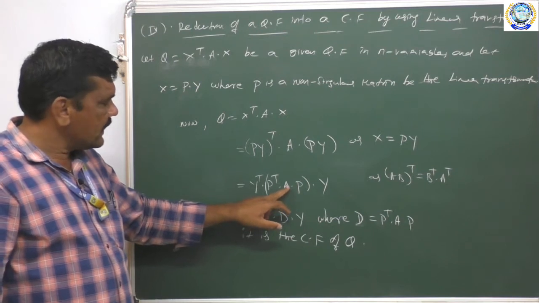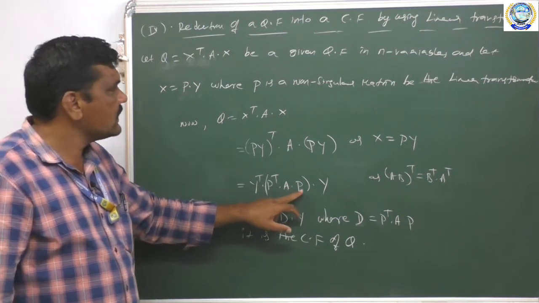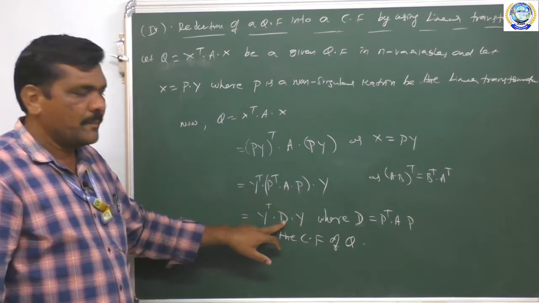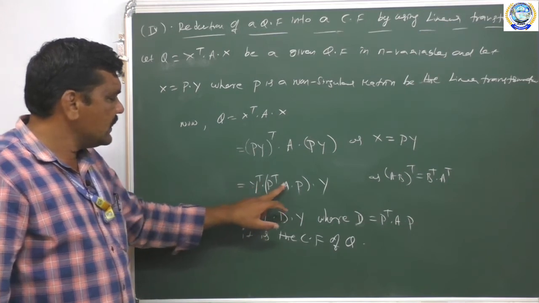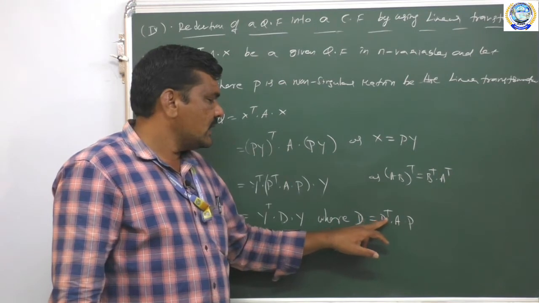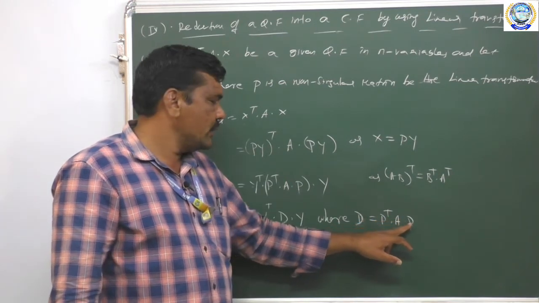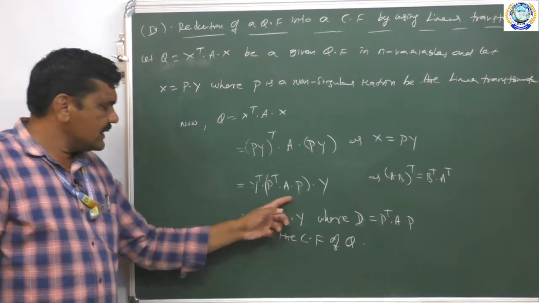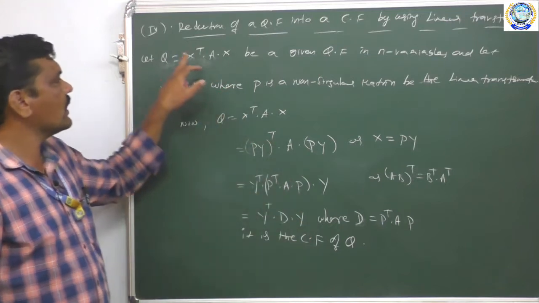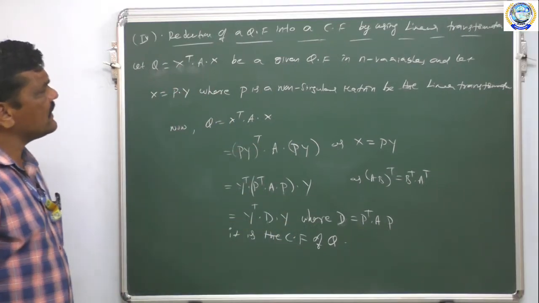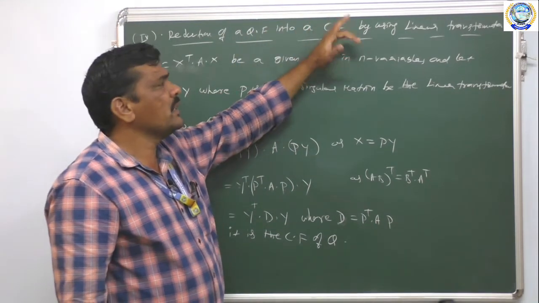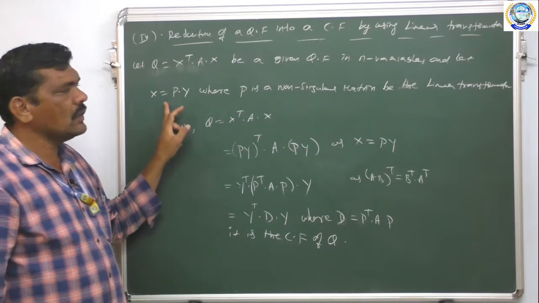Here A is symmetric, and P is non-singular. Therefore, P transpose AP is a diagonal matrix D. That is y transpose into D into y, where D is the diagonal matrix equal to P transpose into A into P. So it contains only square terms. That is, it is the canonical form of the given quadratic form Q. Therefore, in this we observe that we can reduce the given quadratic form into canonical form by using the given linear transformation x is equal to Py.